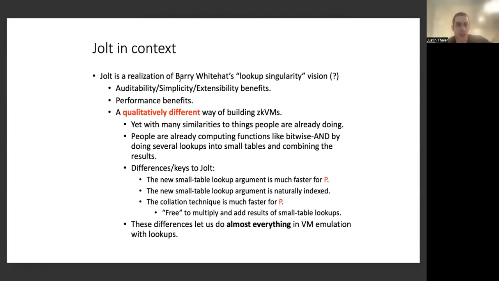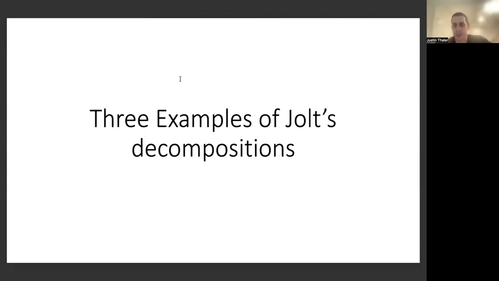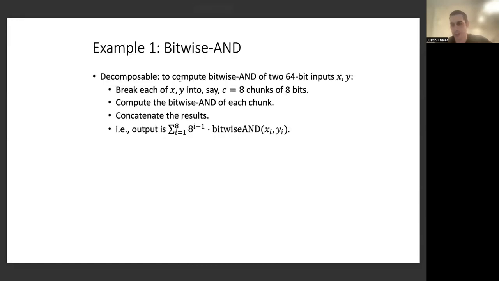So, okay, my plan for the rest is let's see some example decompositions. And then I was just going to talk about Lasso as a tool independent of Jolt and how else it might be used. Okay, so we'll start with bitwise AND, which is the example we give. It's the simplest, cleanest example, like in the intros to the papers. So maybe you've seen it, but it's worth covering.